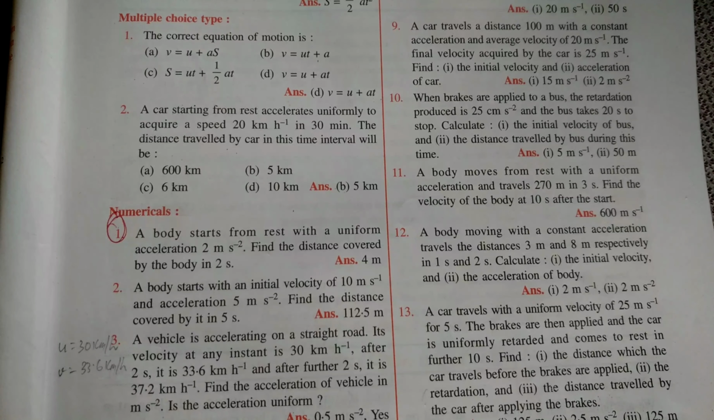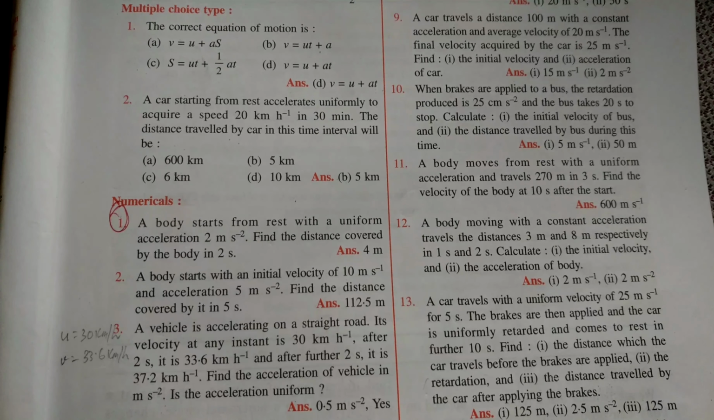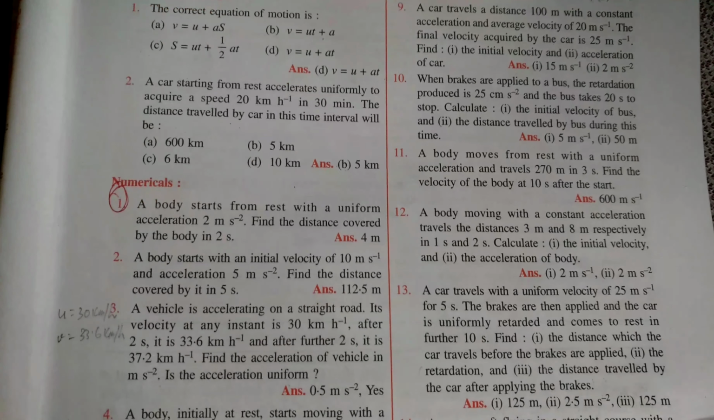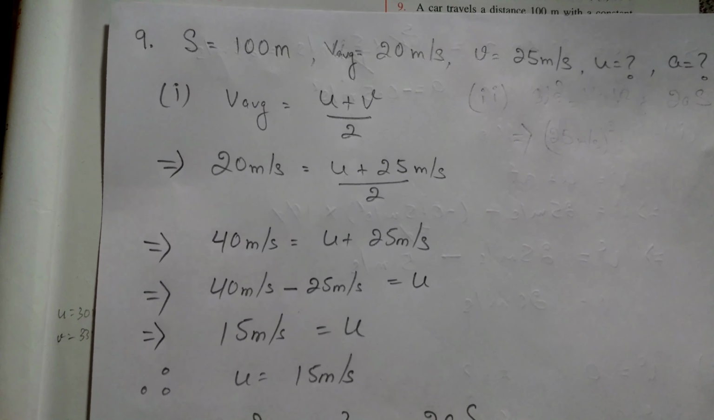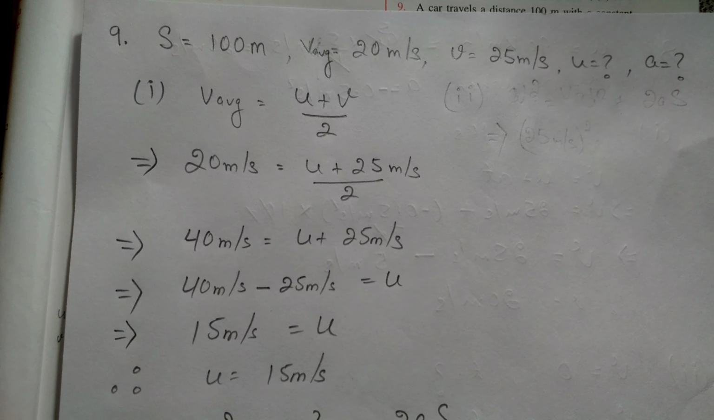The final velocity acquired by the car is 25 meter per second. So find out the initial velocity and then the acceleration of the car. So here distance is given, so I have to use the equation of motion in which distance is involved. So number 9, I have done here.